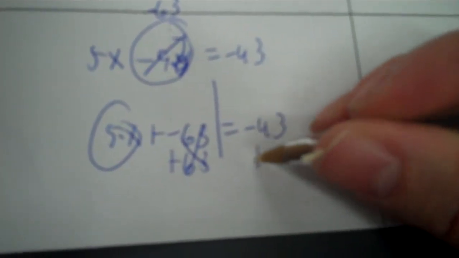Then you add 63 and divide by 5. So plus 63 takes you to 20. Then you divide by 5, and you get 4.